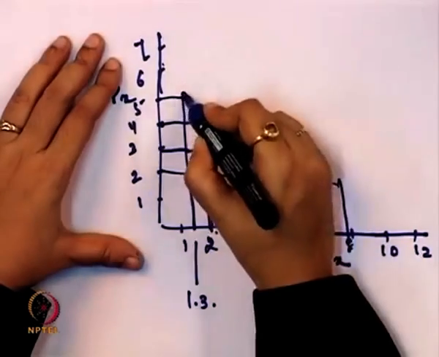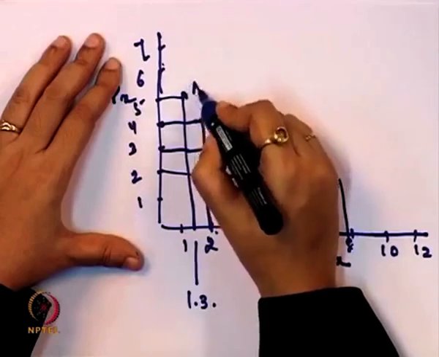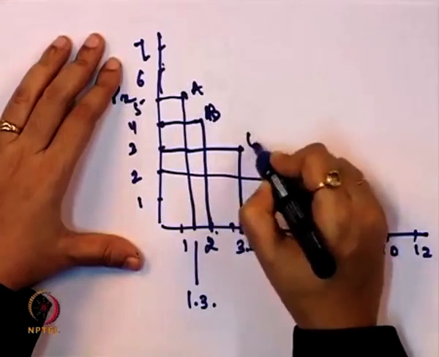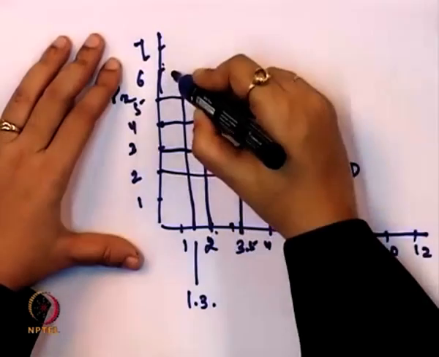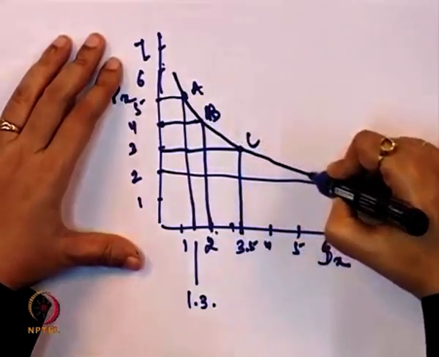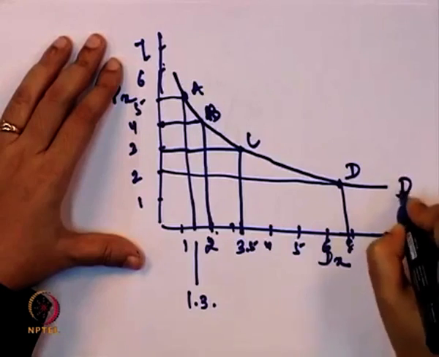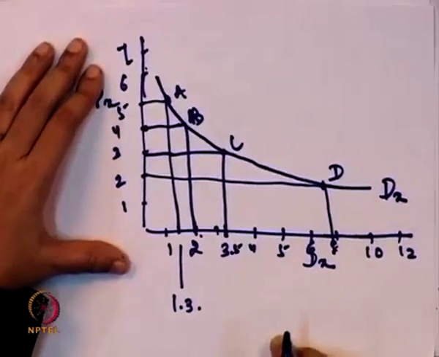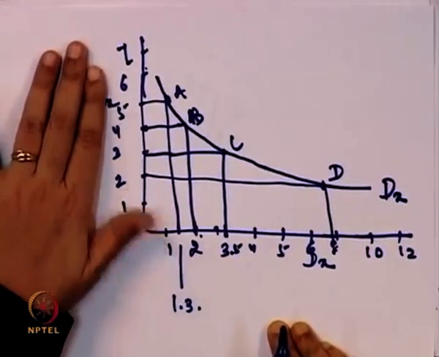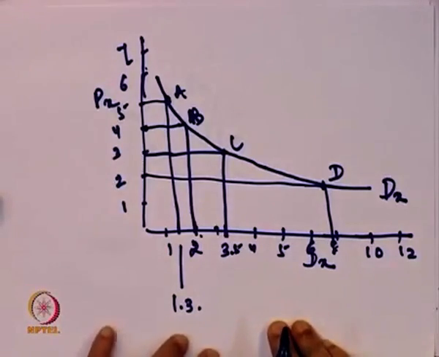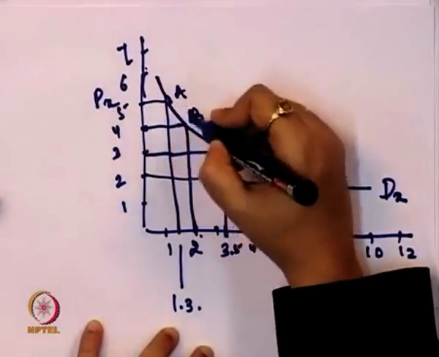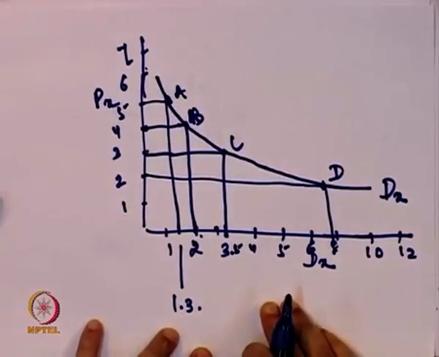Basically, suppose this is point A, this is point B, this is point C and this is point D. If you join all these 4 points, we get a nonlinear demand curve. Now, how will we measure the slope between 2 points? What is the slope between point A and point B?